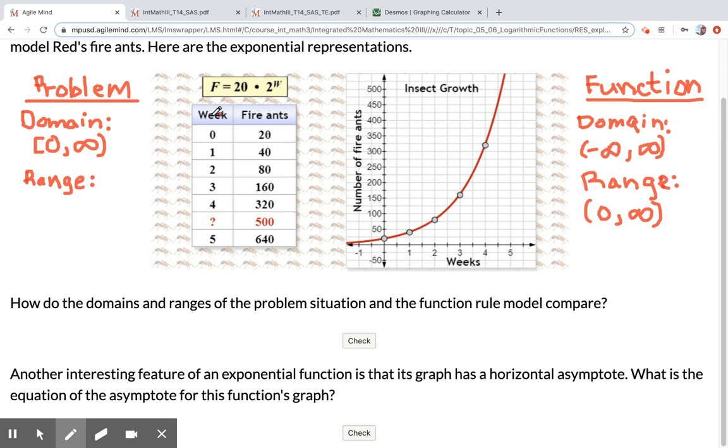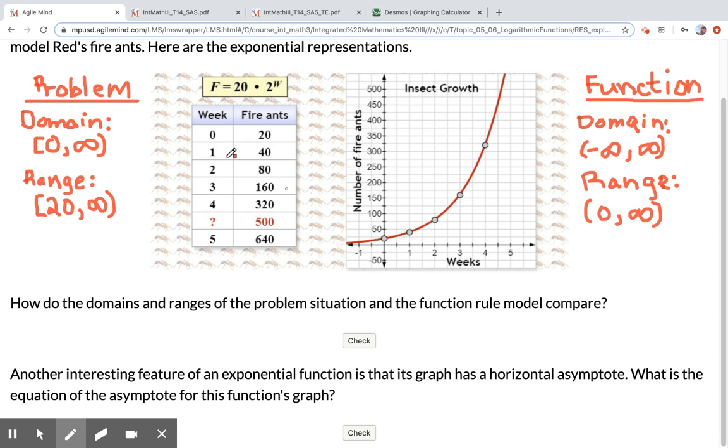And in this case, Red started off with 20 fire ants, which you can see started off with 20, and then it went up from there. So I would say my range for the problem situation for Red and his fire ants would be all real numbers greater than or equal to 20. And notice it can be equal to 20, so I put a little bracket there instead of parenthesis.